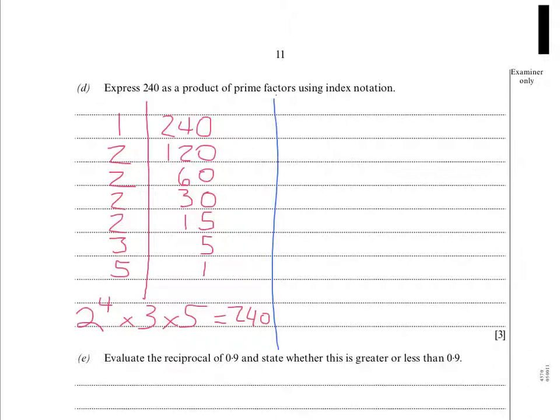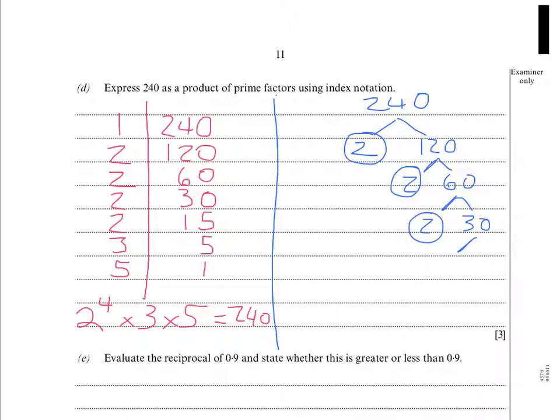And the second method is you might start off with 240 at the start and then split it up into two numbers that multiply to give it. So 2 and 120. I know 2 is prime, so I'll circle it. And then I've got 2 times 60. 2 is prime, so I circle it. 2 times 30. 2 is prime, so I circle it. 2 times 15 gives me 30, so I circle it.